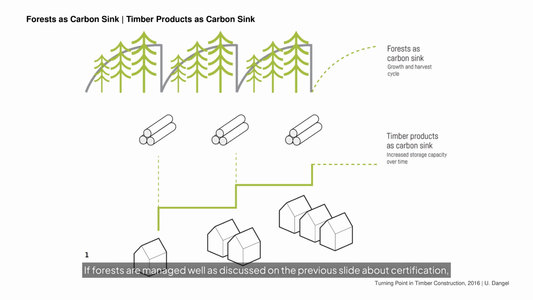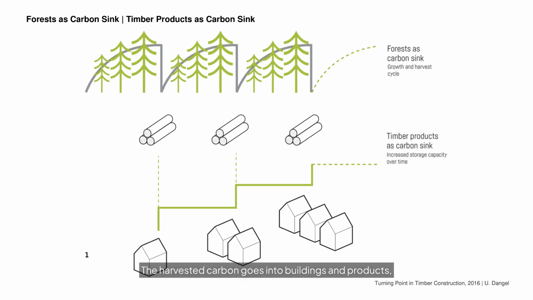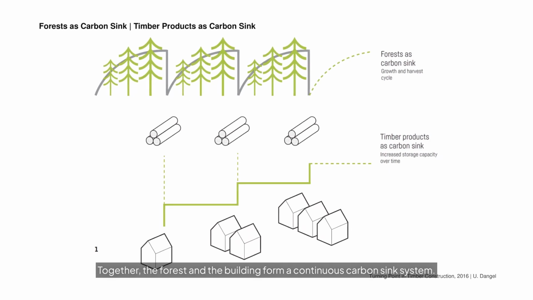If forests are managed well, as discussed on the previous slide about certification, we can periodically harvest wood in a way that the forest continues to regrow and capture carbon. The harvested carbon goes into buildings and products, preventing its return to the atmosphere. Together, the forest and the building form a continuous carbon sink system.